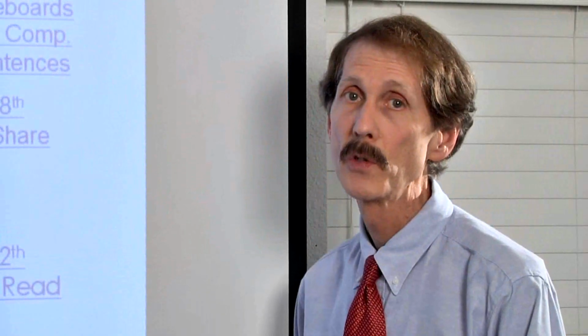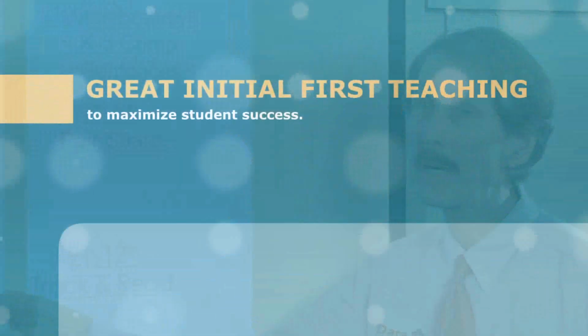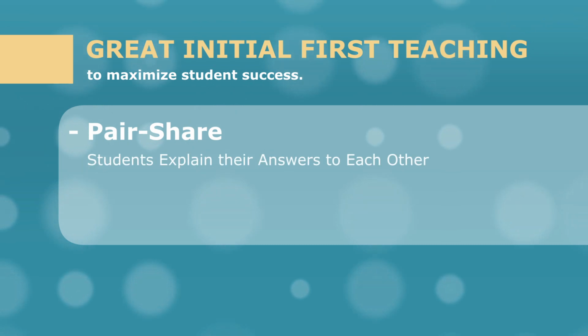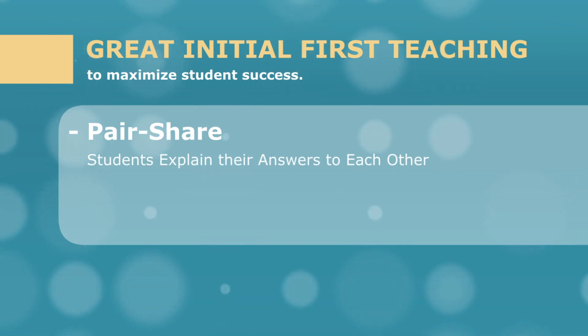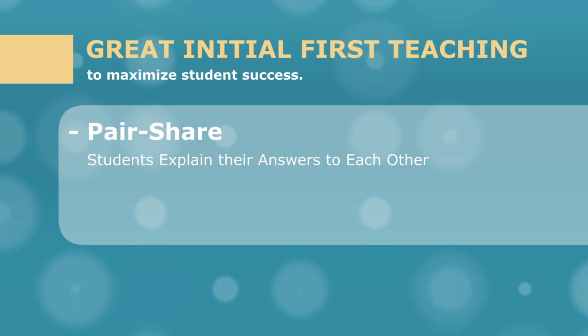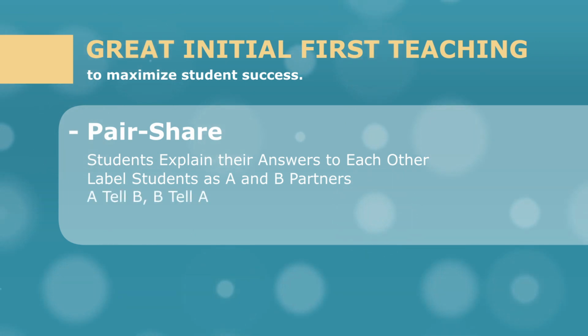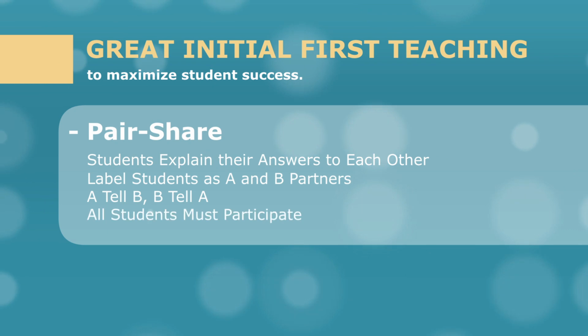Now for our third student engagement strategy, it's pair share. That means you have the students explain their answers to each other. Every time you ask a question, have the students turn and explain their answers. Now the best way to do this is to label the partners as an A partner and a B partner. Then you can have A tell B, B tell A. This is the best way because it forces over time all students to participate.